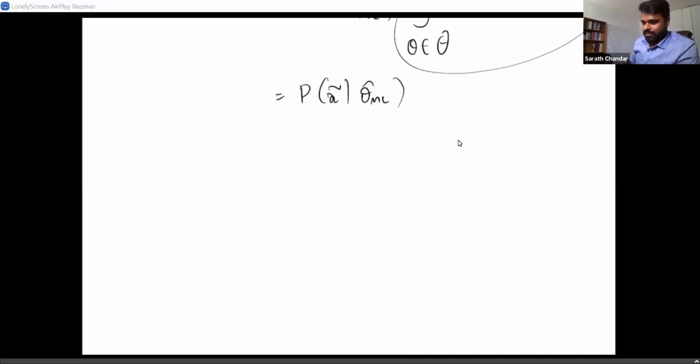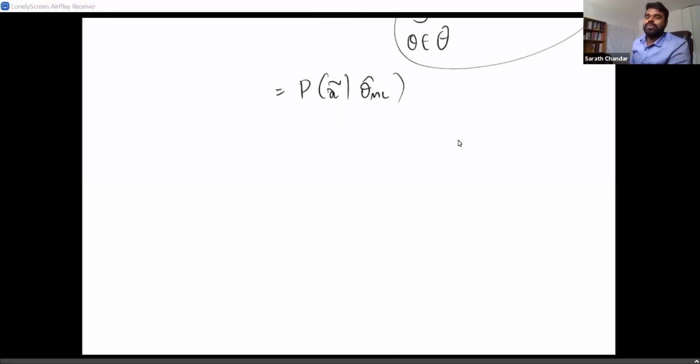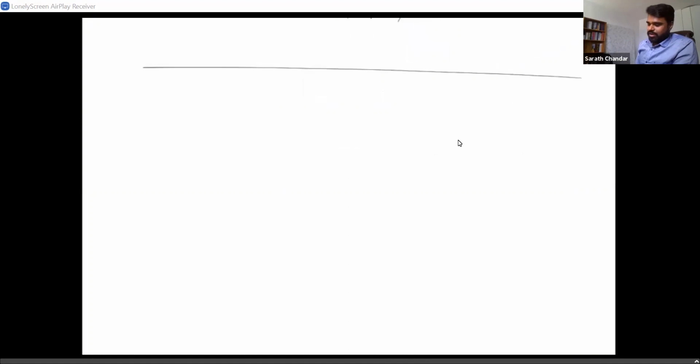Okay, so let's continue where we left before the break. So I think we discussed maximum likelihood estimation, right? So now let's look at an example.